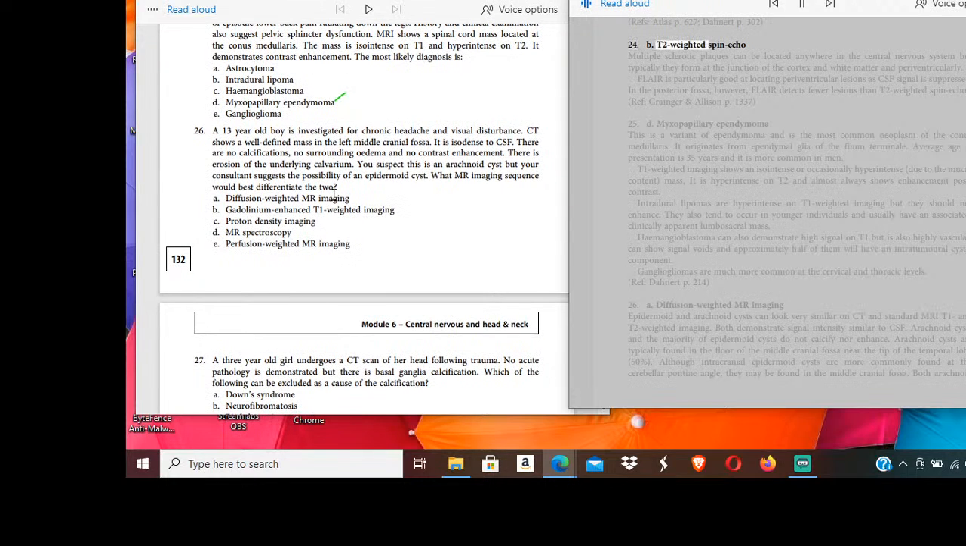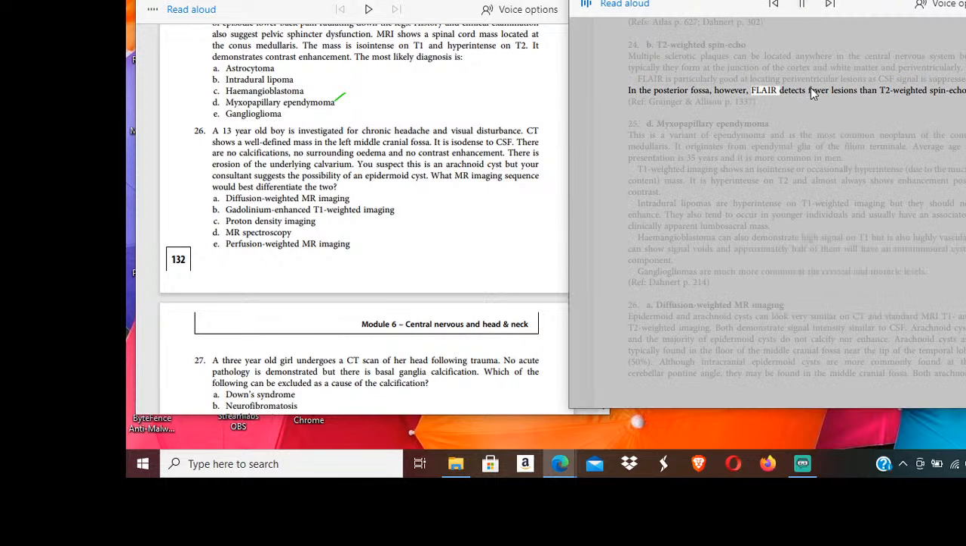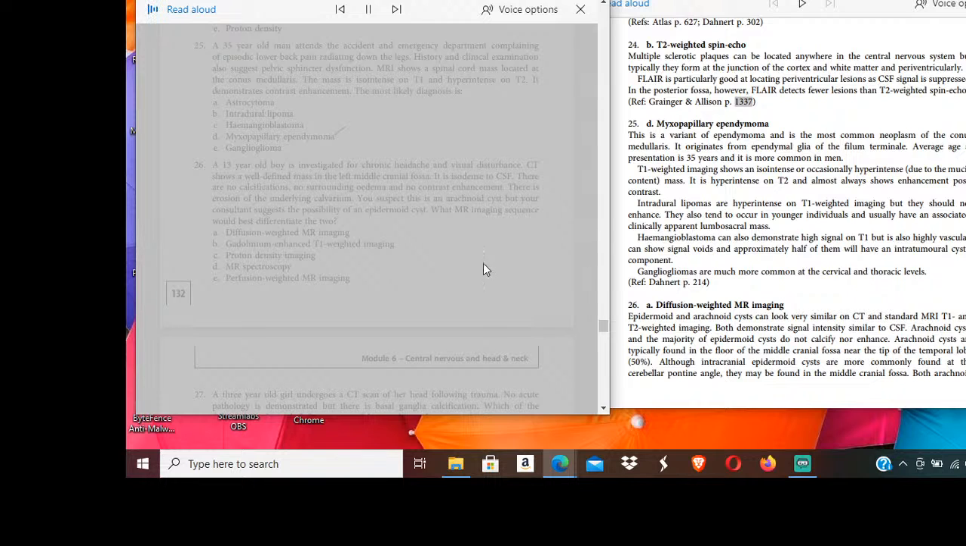24. B. T2 weighted spin echo. Multiple sclerotic plaques can be located anywhere in the central nervous system, but typically they form at the junction of the cortex and white matter and periventricularly. FLAIR is particularly good at locating periventricular lesions as CSF signal is suppressed. In the posterior fossa, however, FLAIR detects fewer lesions than T2 weighted spin echo. Ref: Grainger and Allison p. 1300. E. Proton density.